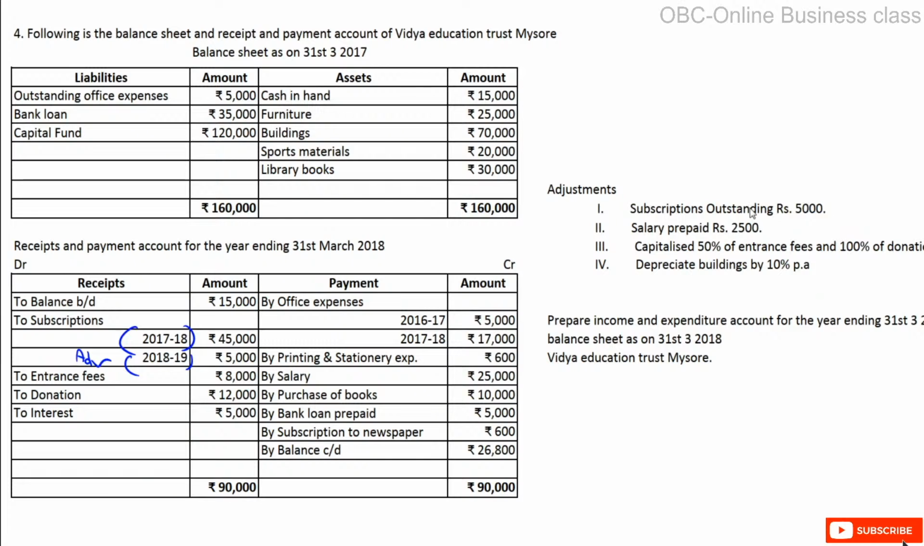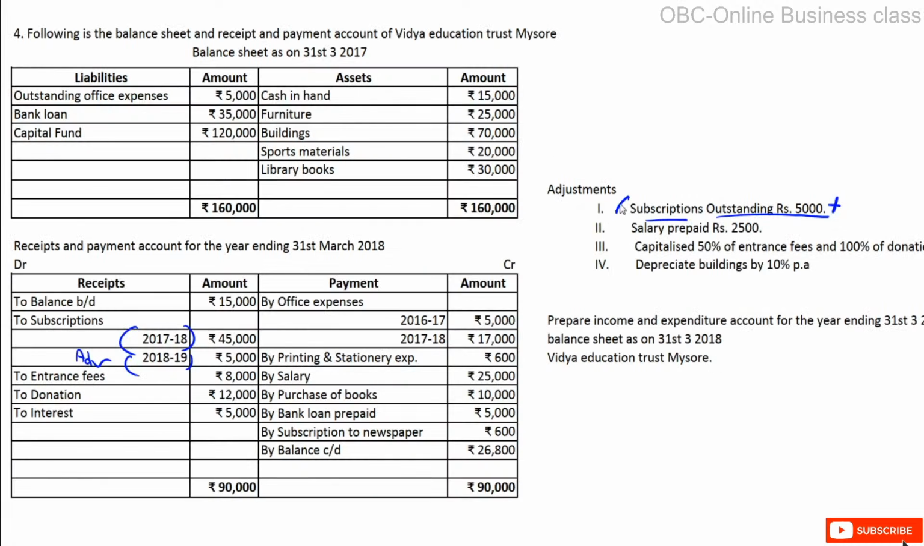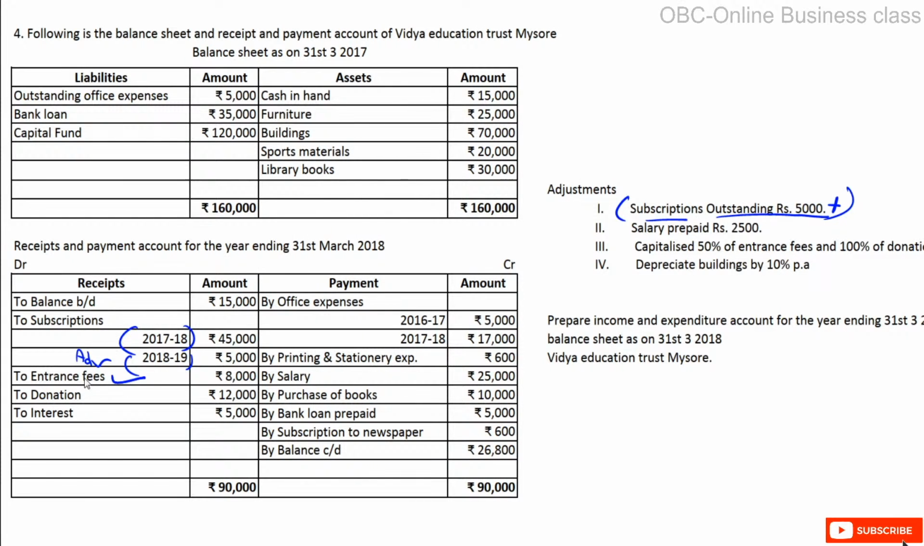Yes, we have an adjustment regarding the subscription, saying that subscription outstanding 5,000 rupees you need to add in the income and expenditure account. So on the income side, by subscription write 17-18. That means you're only writing the 17-18 subscription, 45,000, in your column. So 45,000 plus, that means add the outstanding. This 5,000 is from the adjustment. So write 5,000.